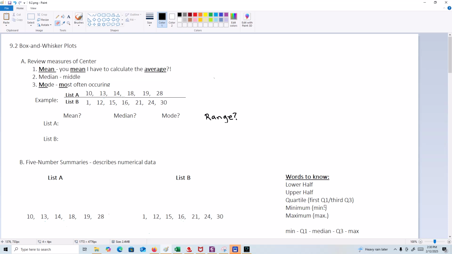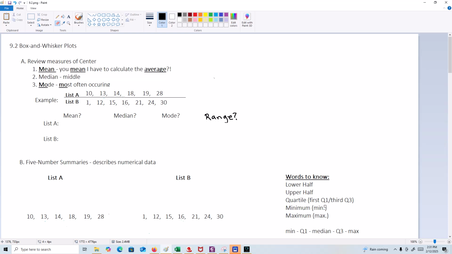Today we're going to talk about section 9.2, Box and Whisker Plots. The section starts out with reviewing, or mentioning, measures of center. You can go back and watch that lesson, but there are three measures of center: mean, median, and mode.